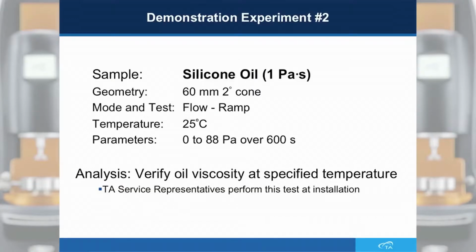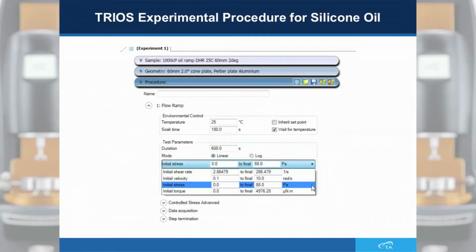The second demonstration experiment will measure viscosity of a 1 Pascal second or 1000 centipoise silicone oil. The experimental parameters that we will use to measure and verify the oil viscosity are shown here. To begin the next demonstration experiment on silicone oil, go back to the experiment view and set up all the necessary parameters. Start by filling in the sample name and file location and verify the appropriate geometry.